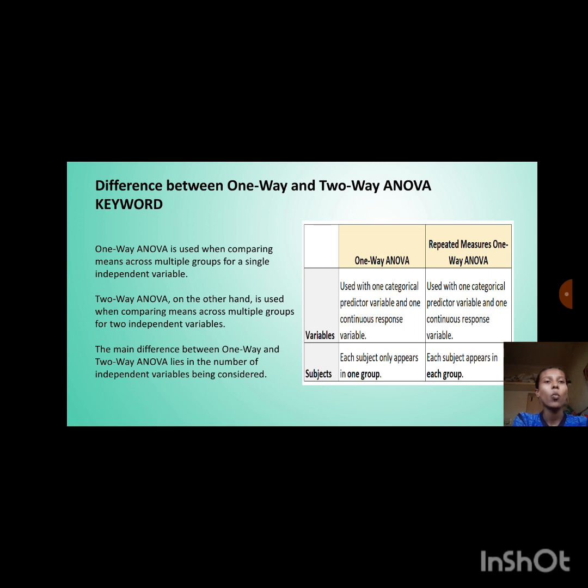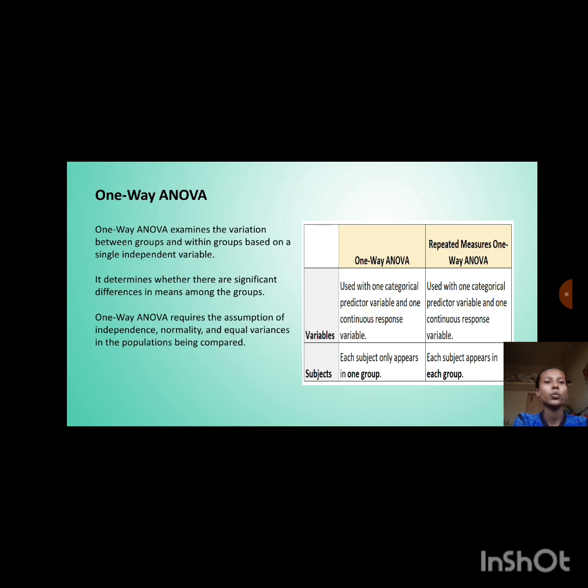The chart: one-way ANOVA and repeated measures one-way ANOVA. Used with one categorical predictor variable and one continuous response variable. Each subject only appears in one group. In repeated measures, each subject appears in each group.